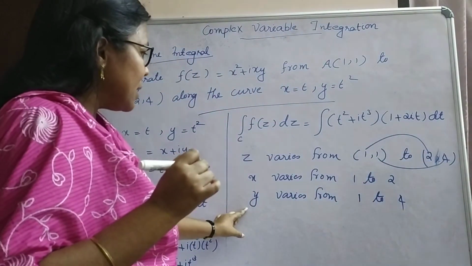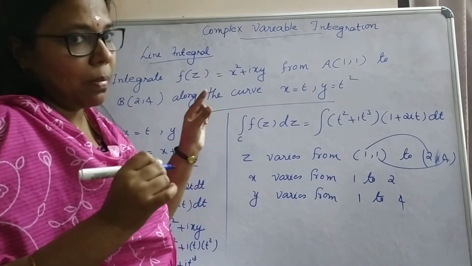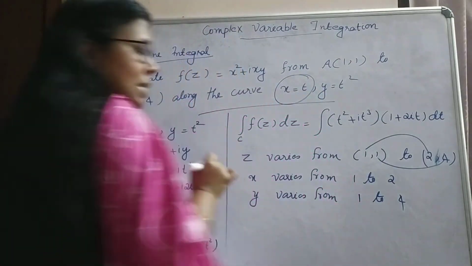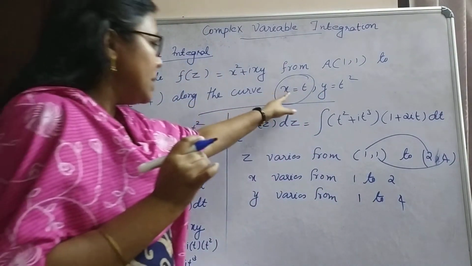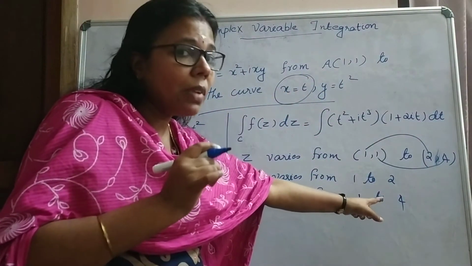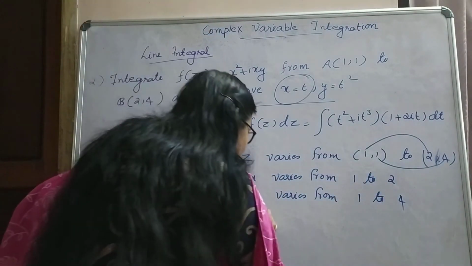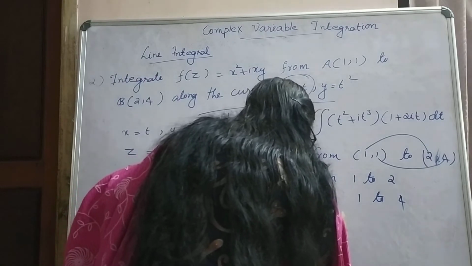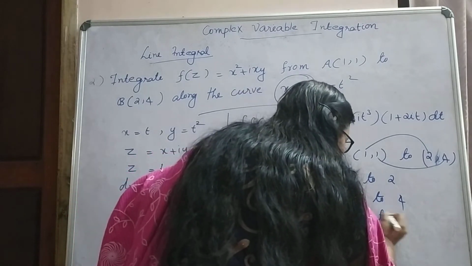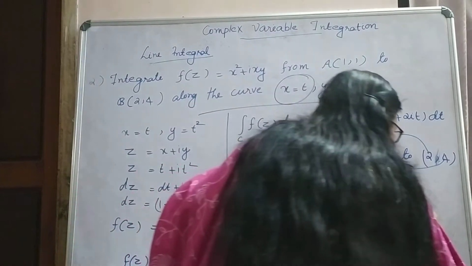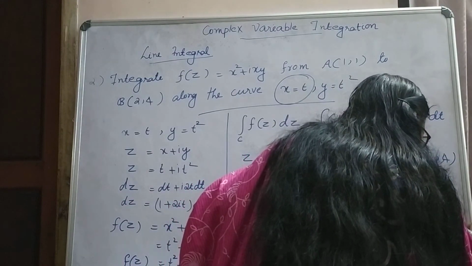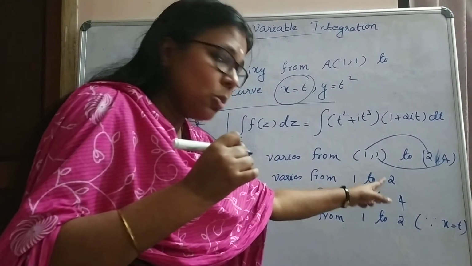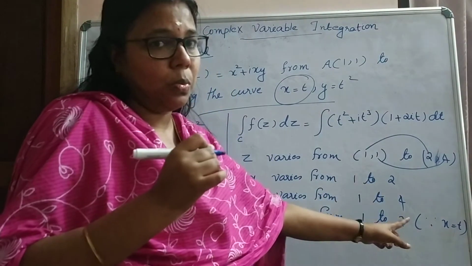We have to find what t varies from. It is given as x equal to t. x varies from 1 to 2. Therefore, t varies from 1 to 2, since x equal to t.